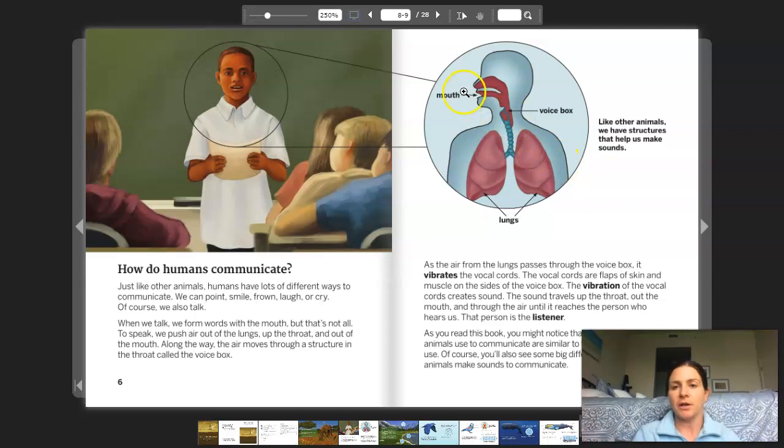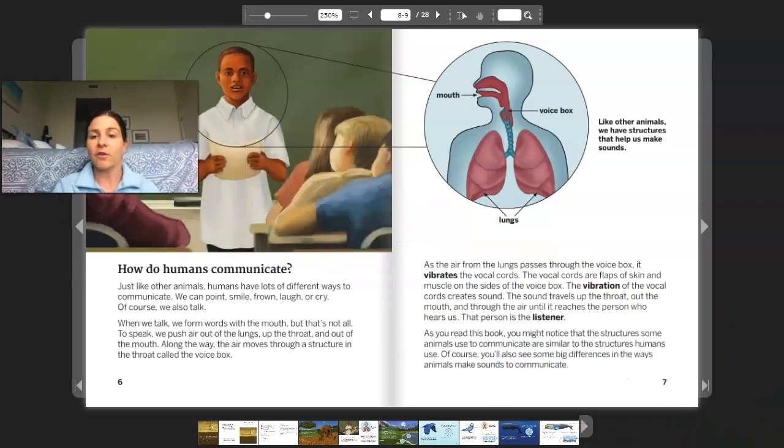We have an image here of a mouth, the voice box, and our lungs. And our caption says, just like other animals, we have structures that help us make sounds. As the air from the lungs passes through the voice box, it vibrates the vocal cords. The vocal cords are flaps of skin and muscle on the sides of the voice box. The vibration of the vocal cords creates sound. The sound travels up the throat, out the mouth, and through the air until it reaches the person who hears us. That person is the listener.